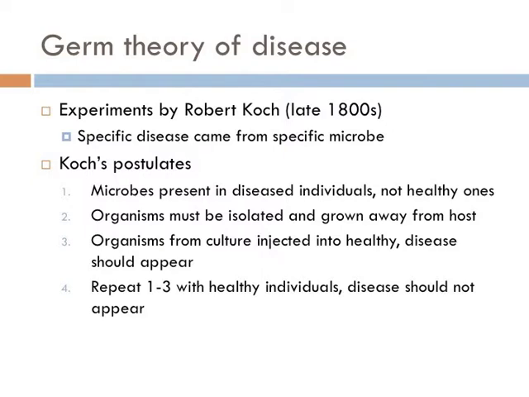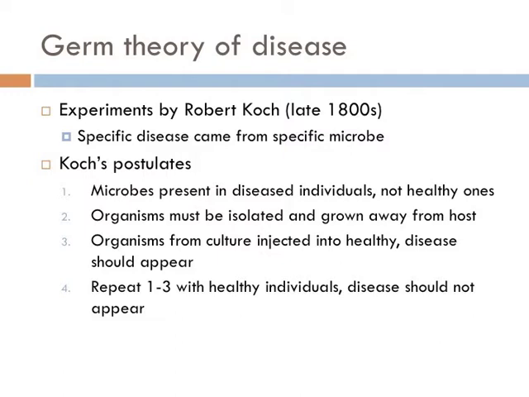Koch's postulates are 4 criteria designed to establish a causal relationship between the causative microbe and a disease. The postulates were formed by Robert Koch and Friedrich Loeffler in 1884 and refined and published by Koch in 1890. These postulates have been generalized to many other diseases. These postulates are the following.